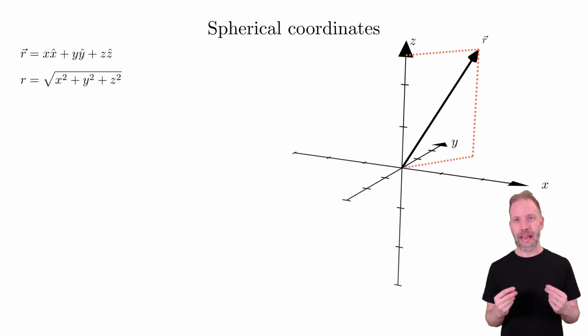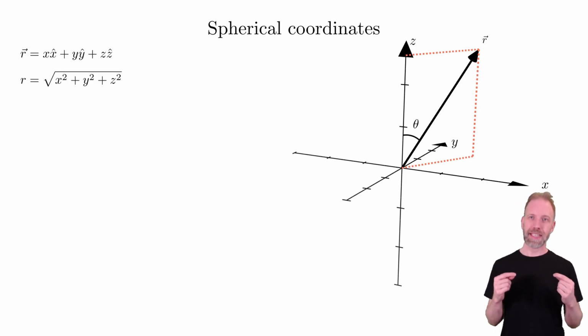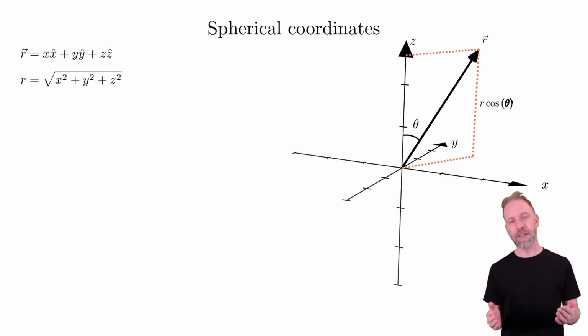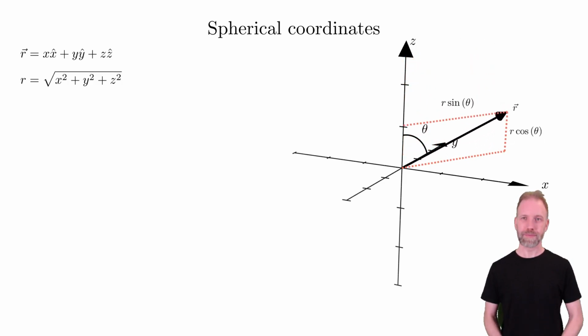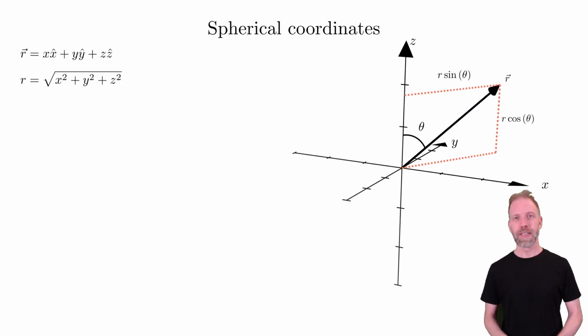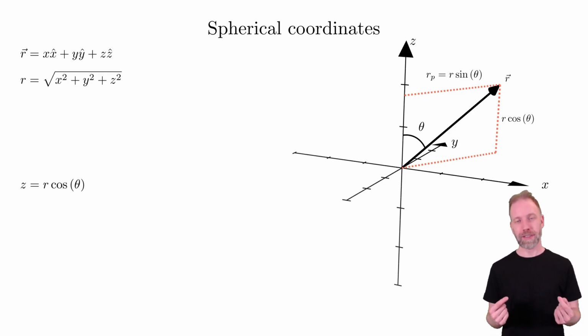Now, we are going to introduce the angle between the z-axis and the position vector as theta. This means that we can divide the vector r into a vertical part given by r cosine theta and the horizontal part given by r sin theta. The horizontal part is the vector we called rp when we talked about cylindrical coordinates, or the radius from polar coordinates. The vertical part is just the z value.